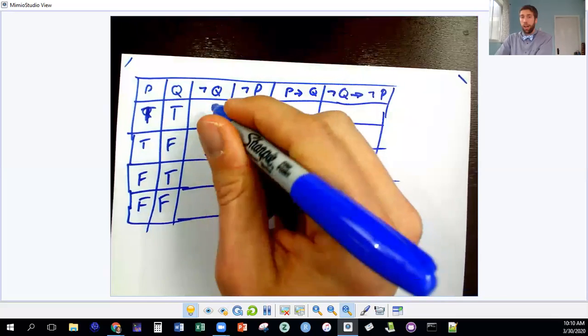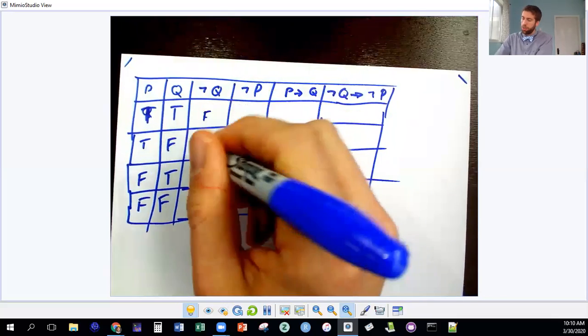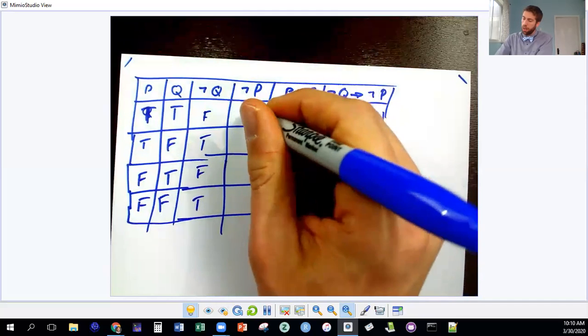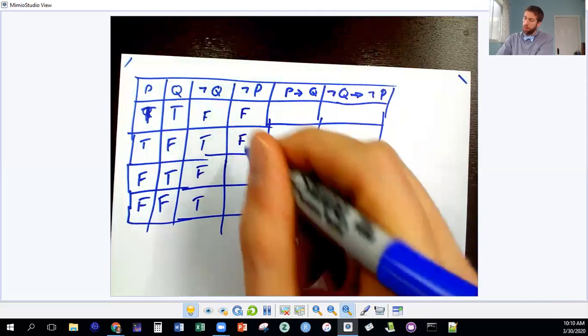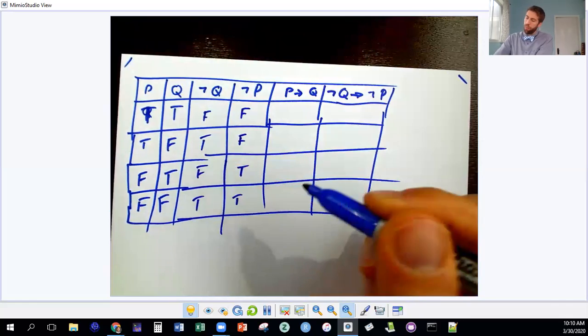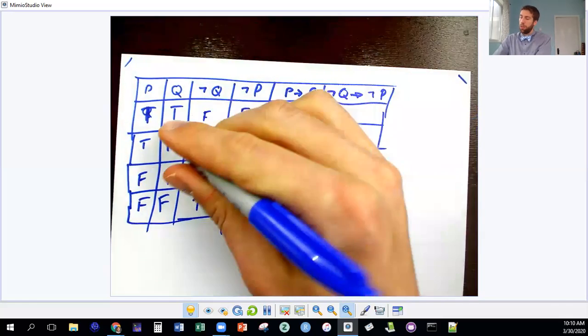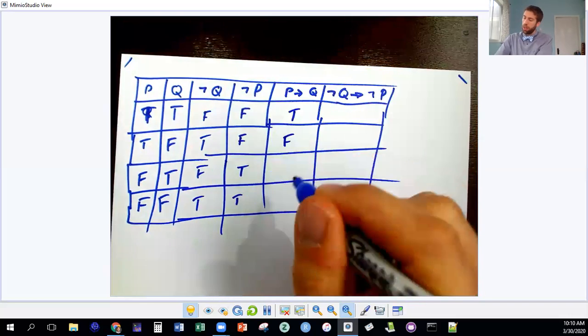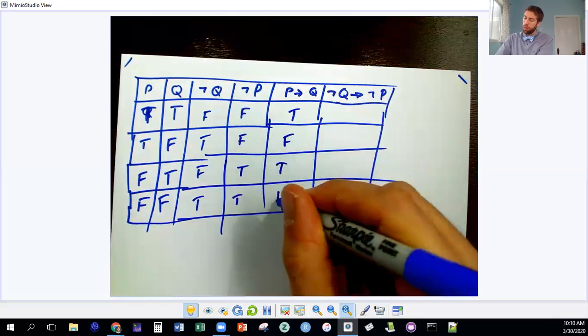Okay, so opposite Q, well, that's false, true, false, true. Opposite P, well, that's false, false, true, true. P implies Q. Well, if they're both true, it's true. If P is true but Q is false, it's false. And then the other two are vacuously true.